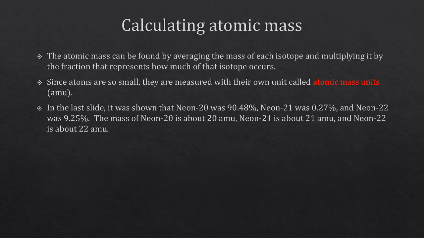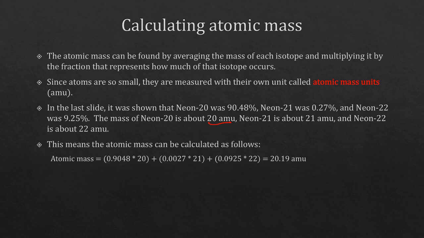So in the last slide, we knew that neon 20, for example, was 90.48%. We also know the masses of these things. So neon 20 is going to be about 20 AMUs, not exactly, but about. And then neon 21 will be about 21, and neon 22 will be about 22. You can also work with more exact numbers, and we'll do a problem next with that where we work with really exact numbers for the AMUs because the proton and neutron don't have the exact same mass. So that can come up and there's slight variations.